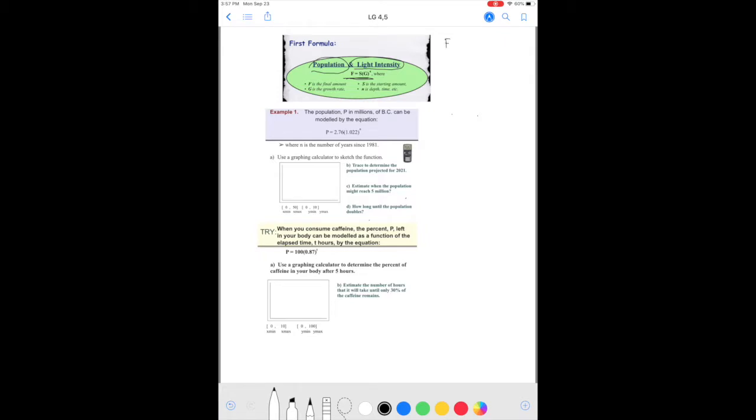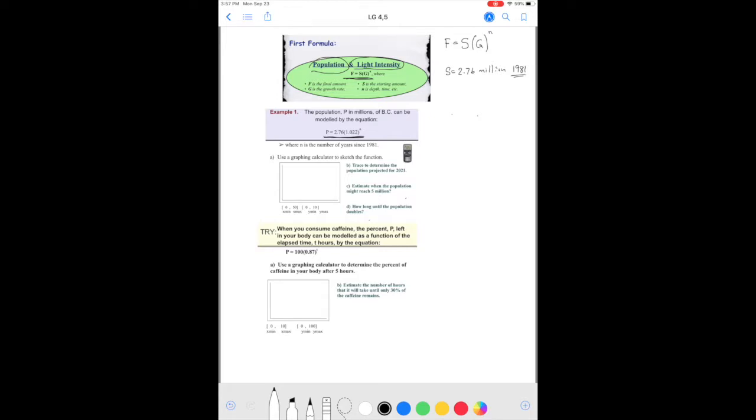So it's just F, which is your final answer. S is what you're starting with. G is your growth. And N is the depth or the time that you're starting with. So if we look at this first question, we're talking about British Columbia's population growth. Well, we can see that the start is 2.76 million people, and that is in 1981, so you have to make sure you realize that.